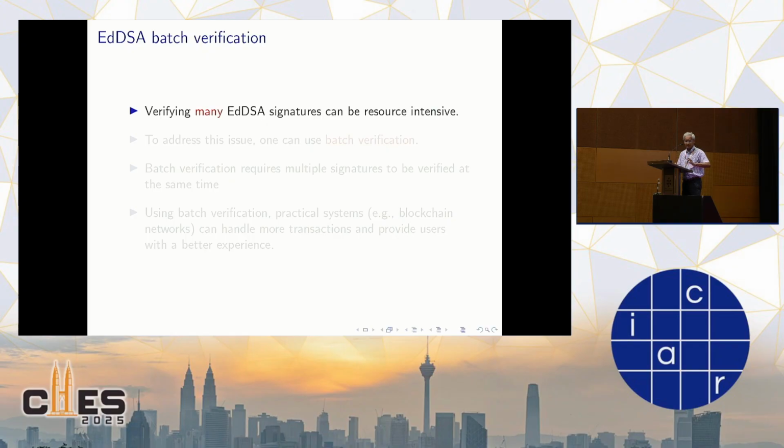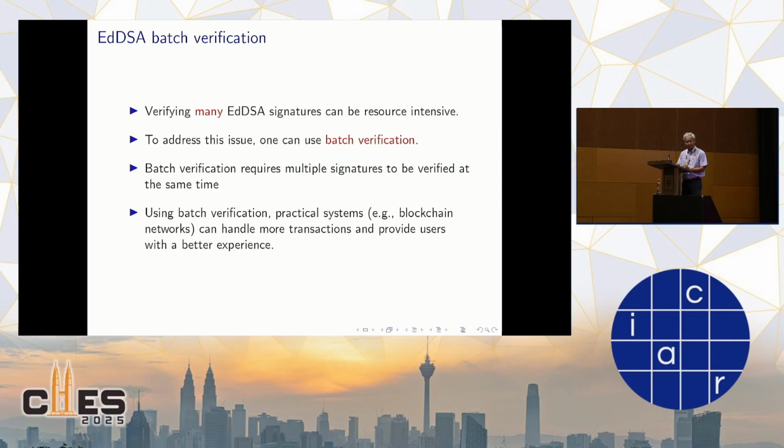Now very quickly about batch verification. When we have many EdDSA signatures to verify, then things could be really resource intensive. To address this, we can use batch verification. In batch verification, signatures are batched and then verified together. And this kind of batch verification has very useful applications in systems like blockchain networks.